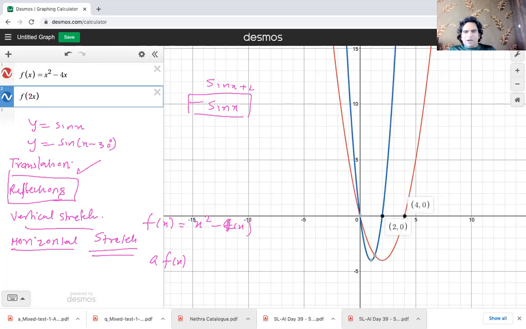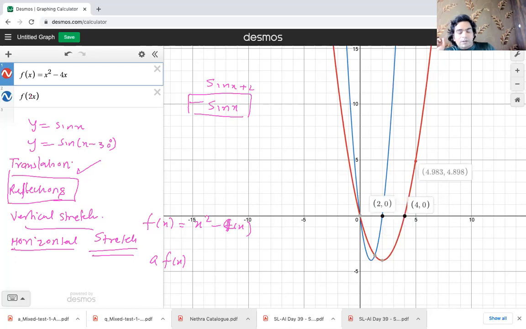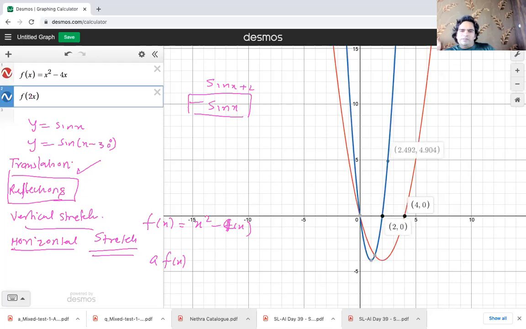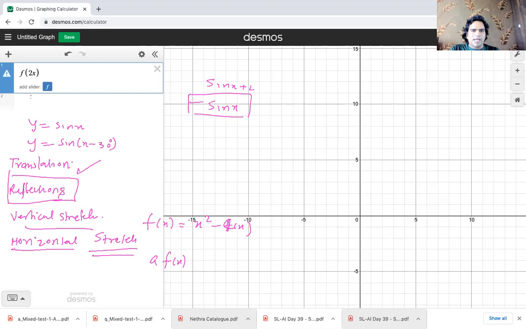Now for any point, you'll notice that the y coordinate remains the same, but the x coordinate changes. For example, 5 comma 5 will become 2.5 comma 5. So basically, these are some of the things that you need to remember as far as the transformations are concerned. I can just do one more question on the sine functions and all, so we can be clear about this.